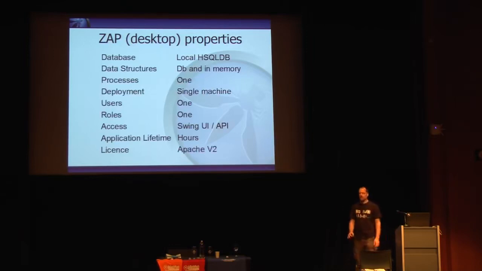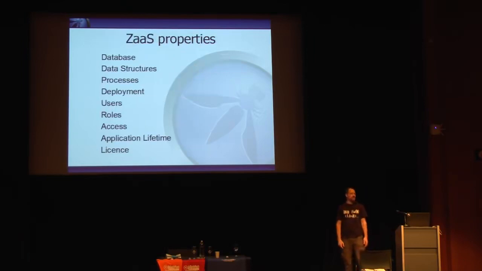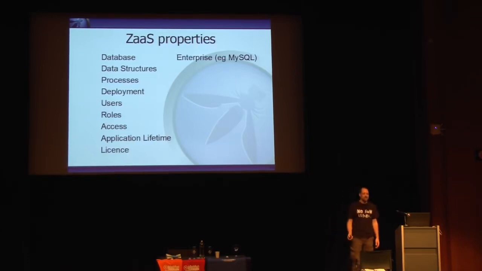It means you can take ZAP and you can do whatever you want with it, which is all well and good. So, ZAP as a service. What's the difference between that and desktop ZAP? Well, the first thing is we need an enterprise database, something like MySQL, but something big and robust. We need to make sure that all the data structures are built up in the database. None of the big ones are built up in memory, because that just doesn't scale.